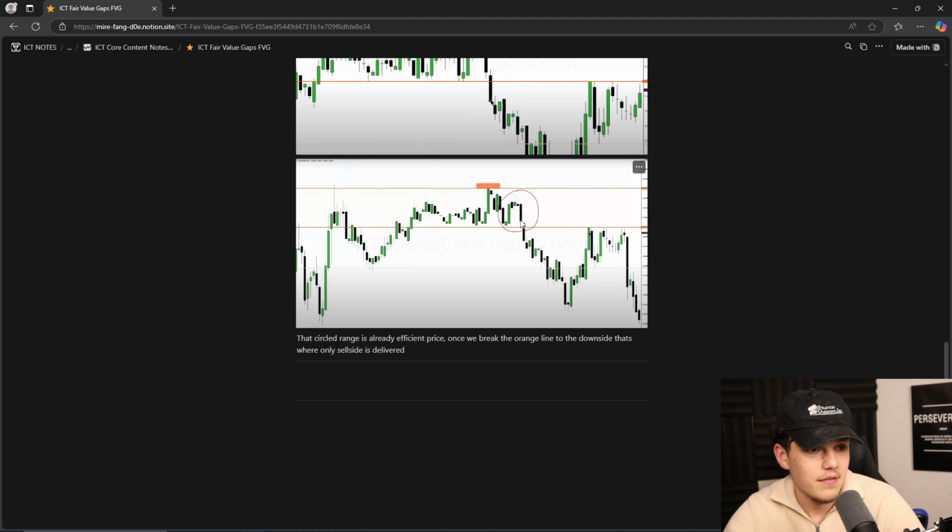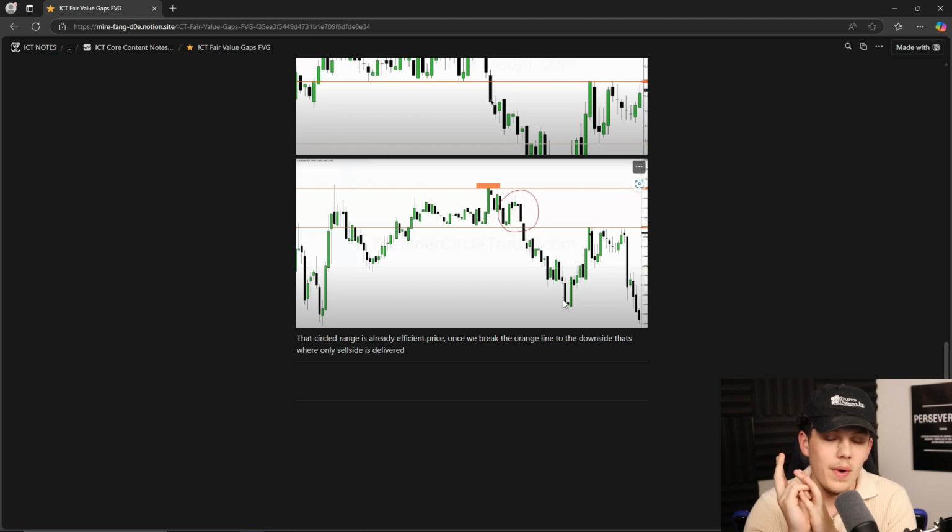Look at that, fair value gap there. That circled price range is already efficient price. Once we break the orange line to the downside, that's where the only sell side is delivered. Now, you can see that all these lows were taken. This is instead of a form of sell side liquidity, this is a break of structure because we were switching from being bullish to bearish.